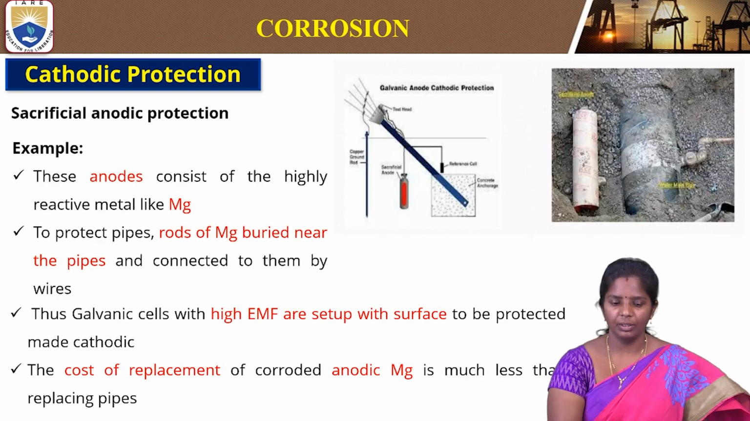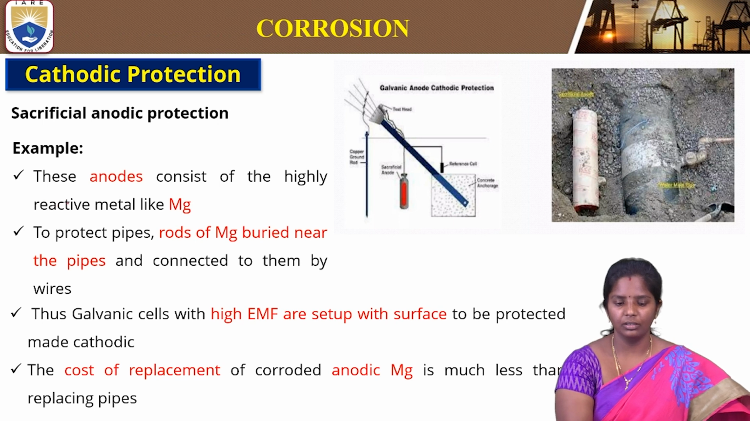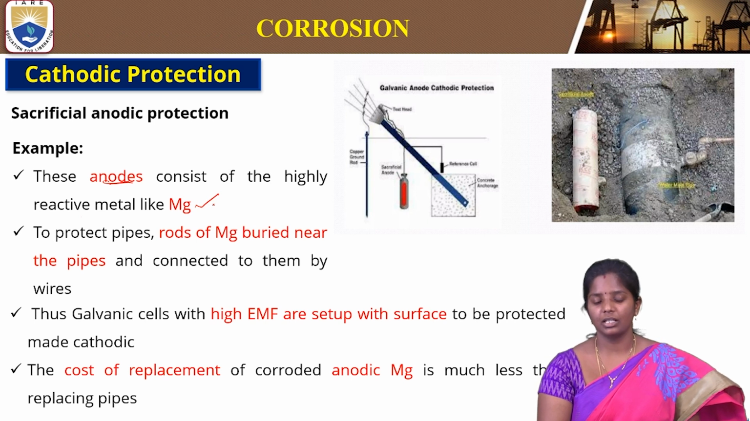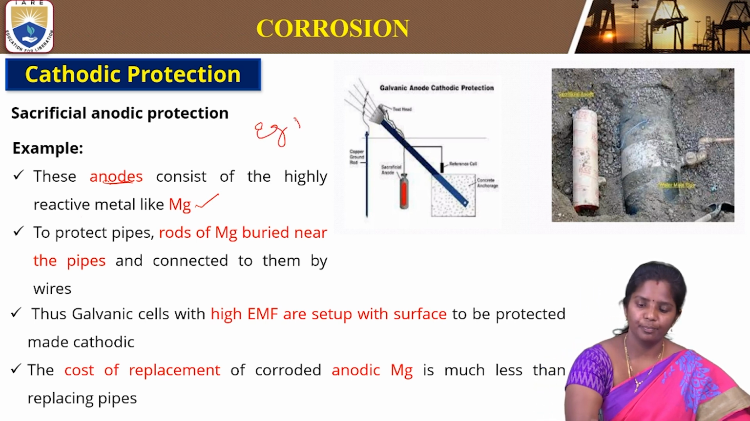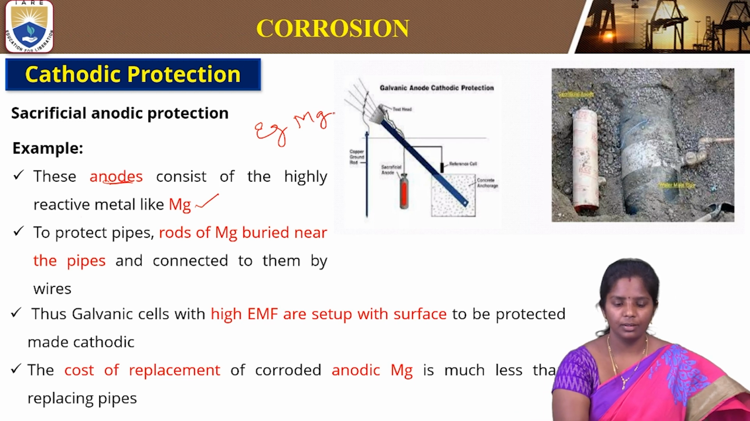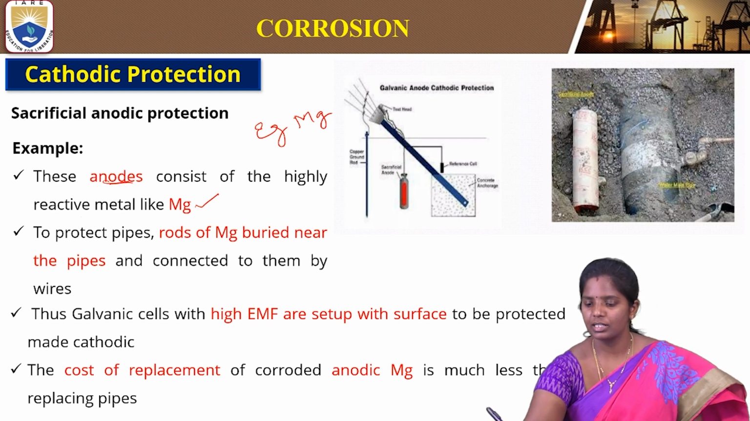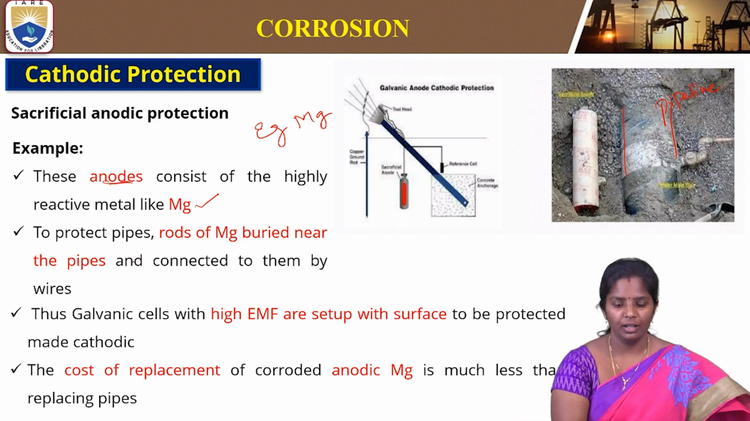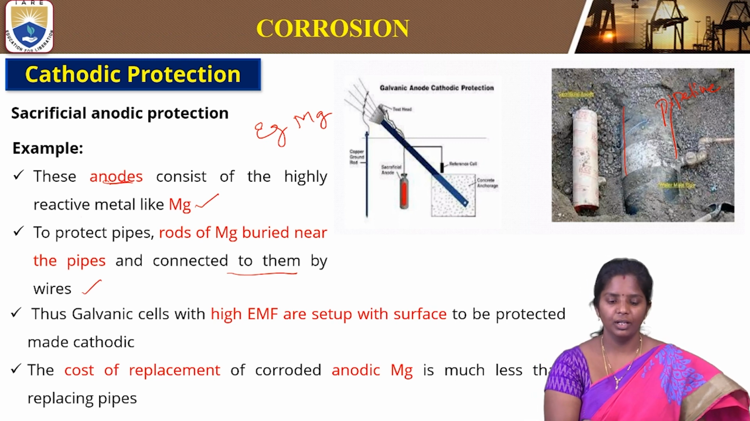One more example is anodes consisting of highly reactive metal like magnesium. If magnesium is taken as an example, it is connected to protect pipes. For example, this is an underground pipeline. We are using a magnesium anode for protecting this iron pipeline. Rods of magnesium are buried near the pipes and connected by wires. So we place these magnesium rods beside this pipeline, and we protect it.